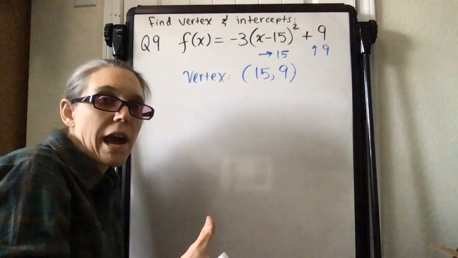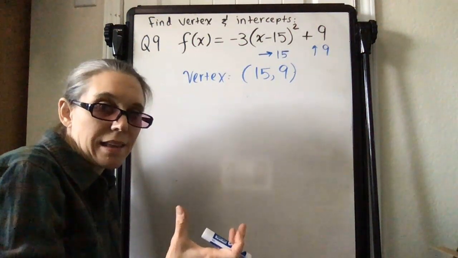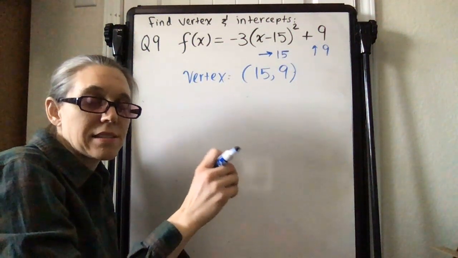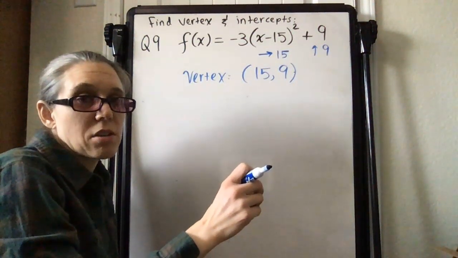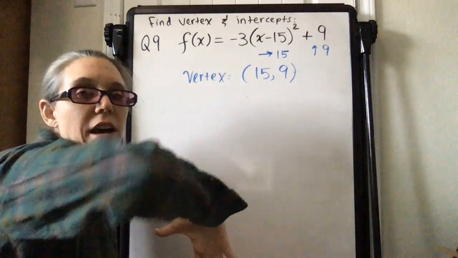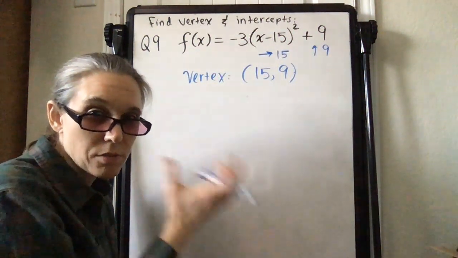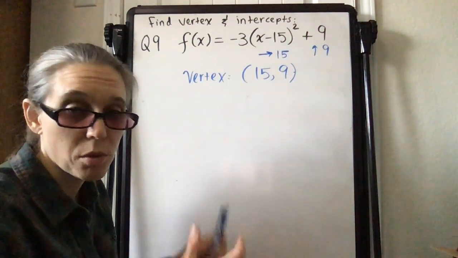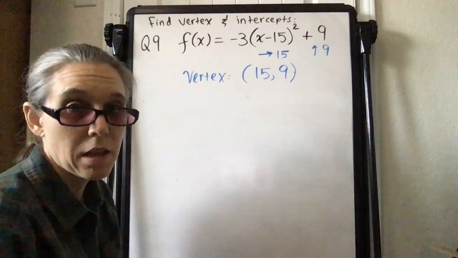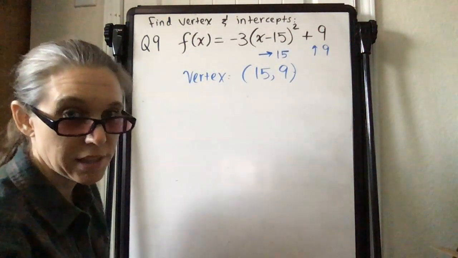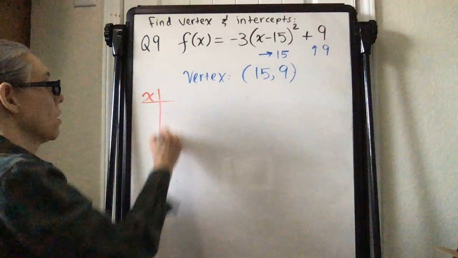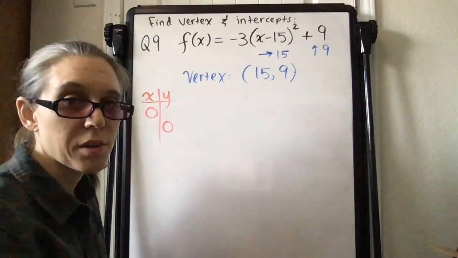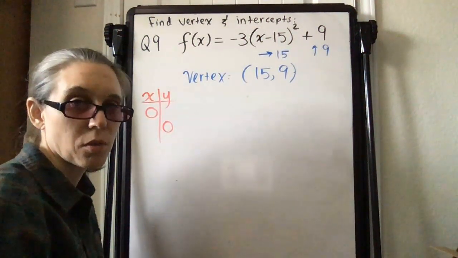And when you're matching graphs in question 7 and question 8, the key is to identify the vertex, find the graph that has a vertex at that same point, and then check to make sure it's a similar upward or downward facing parabola. Okay, so the vertex is really easy to identify when you have a graph that's in vertex form, or as the book calls it, standard form. What about the intercepts? Remember, to find the intercepts, you make an XY table, you plug in 0 for X, and then you plug in 0 for Y.